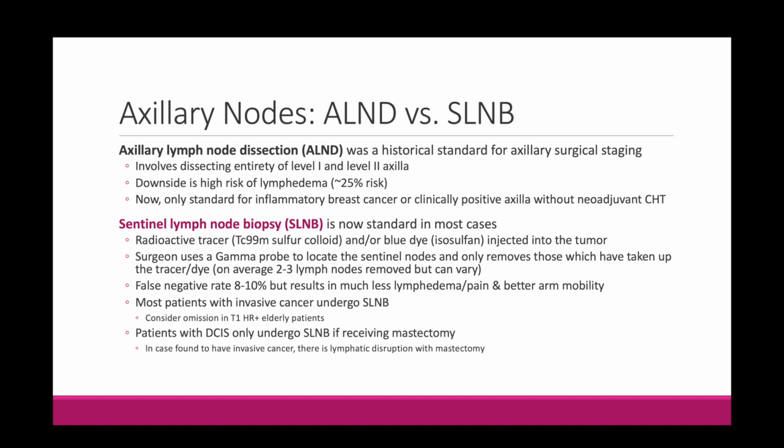And then they can also visually see those nodes based on whether or not they take up the dye. So using these 2 different approaches, both the radioactive tracer and the blue dye, the surgeon can locate the sentinel lymph nodes in the axilla and then only remove the nodes that have taken up the tracer and the dye. On average, this results in maybe 2 to 3 lymph nodes being removed, but it can vary. And we'll talk in the future about different studies comparing the sentinel lymph node to axillary lymph node dissection. Keep in mind that these sentinel lymph node biopsies can have a false negative rate of 8 to 10%. But the positive of this is that it results in much less lymphedema and pain and improved arm mobility.